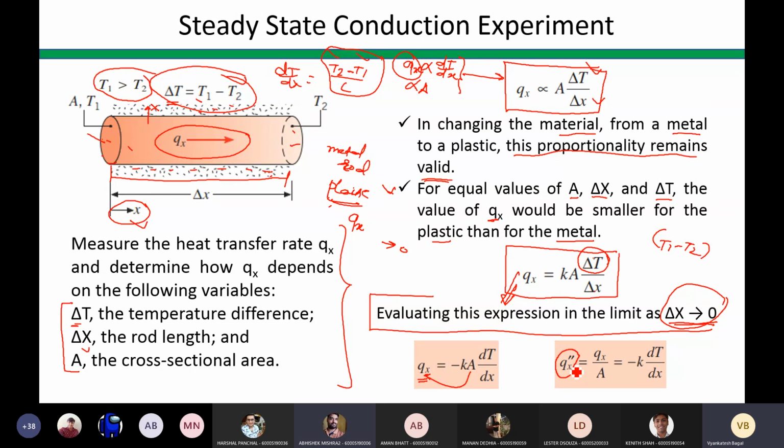Yes, sir, clear. So remember, this is for conduction. The conduction heat flux Qx double dot is given as minus K dT by dx. Now can I go to the next slide?